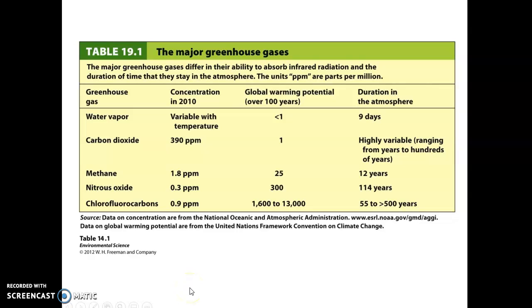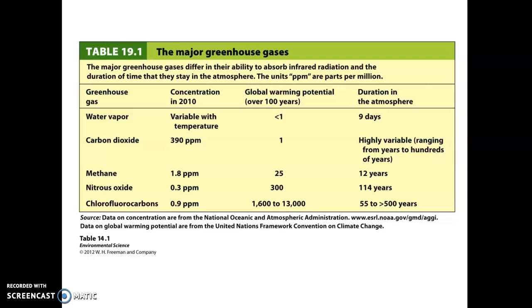Okay, so this table talks about the major greenhouse gases and compares them. And one of the things that is a takeaway from this table is that it's not only the concentration, which we'll look at in a minute, but it's also how much radiation is absorbed and infrared radiation is released by each of those greenhouse gases. And then the other factor, which is how long do they last in the atmosphere.